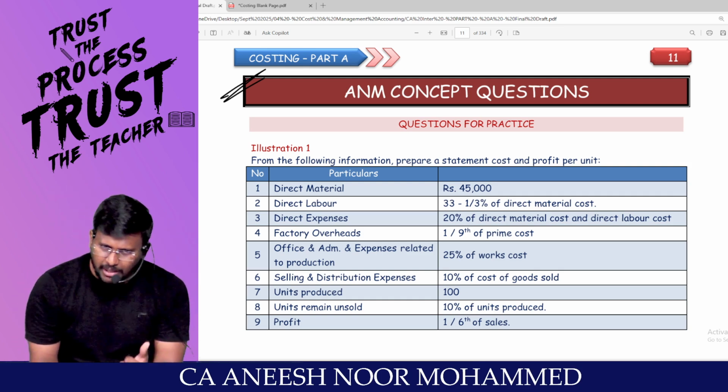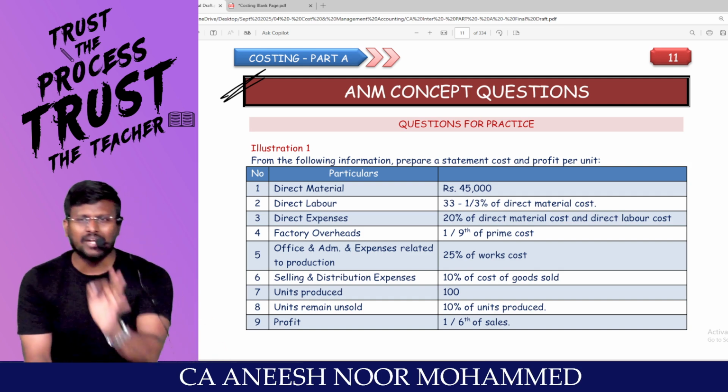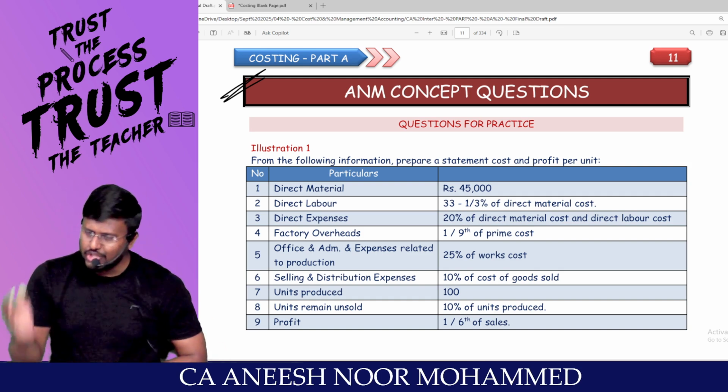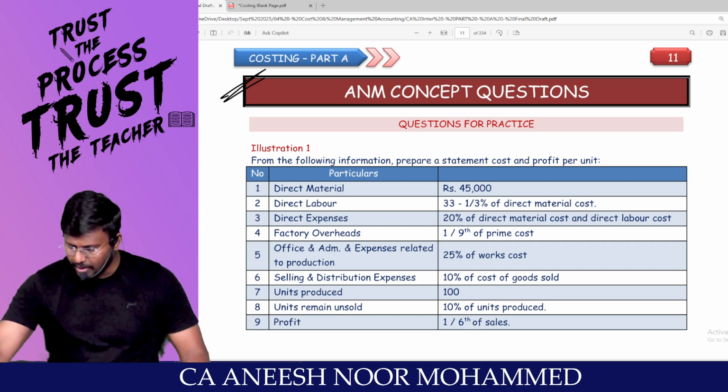Sir, in the coming slot, we'll be talking about the theory part one by one. What is direct material consumed? What is direct labor? What is direct expense? What is prime cost? And in addition to that, we'll start solving the questions of the concept questions, right?